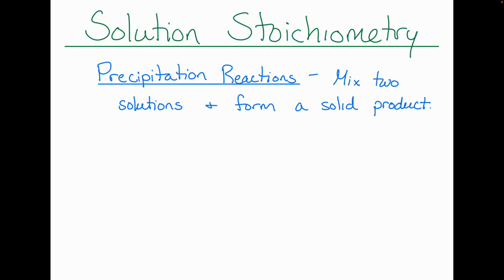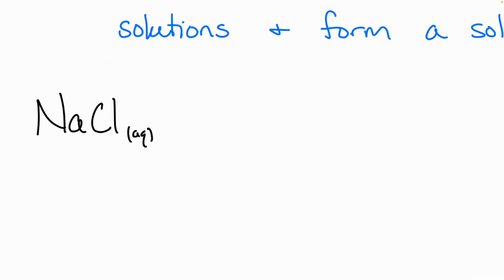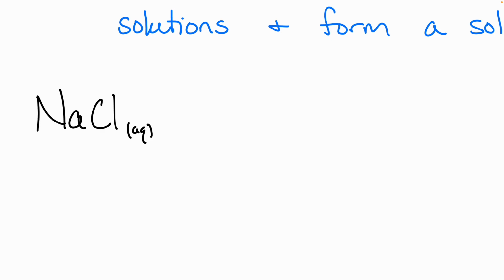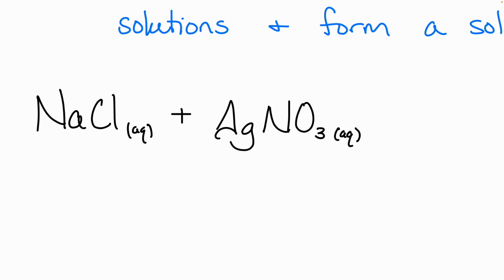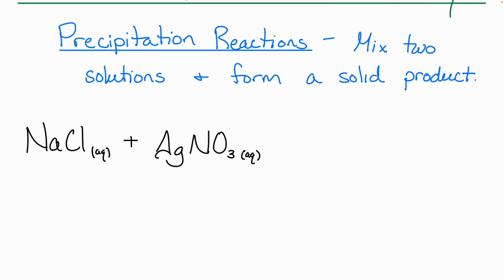All right, so let me just give you an example. We'll talk about how we predict these products and all that jazz next class. But just to look at an example of a precipitation reaction, we're going to take our favorite example, sodium chloride. But again, it's going to be an aqueous solution of sodium chloride. All right, and we're going to mix that with silver nitrate, which is also aqueous. Right, so I'm mixing these two solutions together.